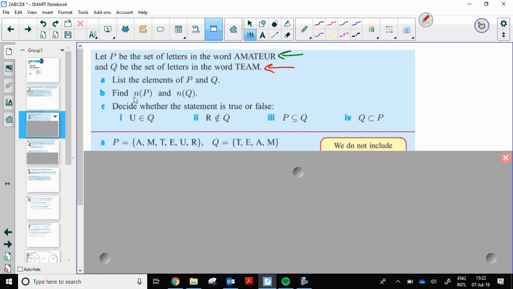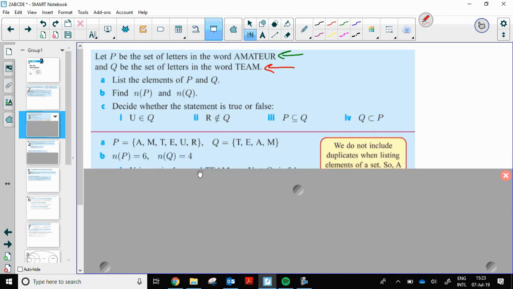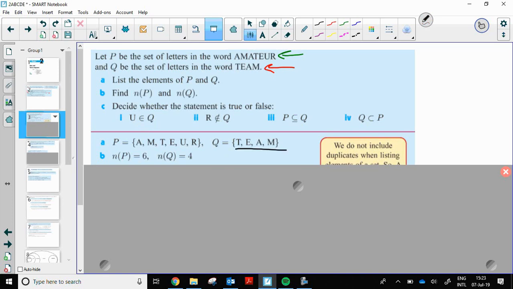Part B, find, this notation means the number of elements in P. Okay, we count them. There's 6 in P, and then we count for Q, there's 4 in Q. So that's very, very easy. Part C, is U an element of set Q? So I look at this list of letters, I don't see the letter U, so that's false. Is R not an element of set Q? I look at this set of letters again, R is not there, so that makes that statement true.